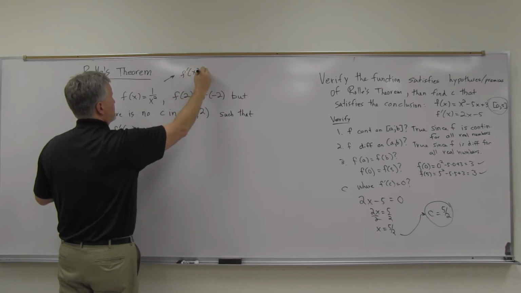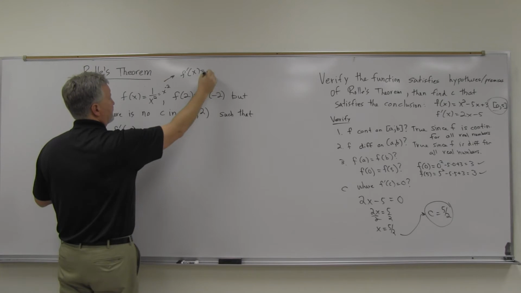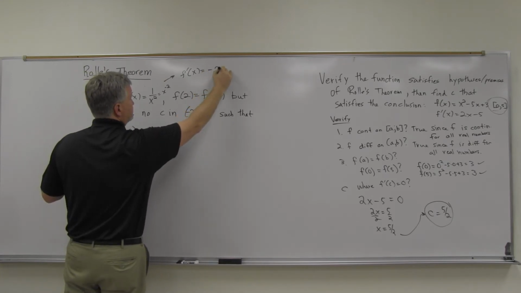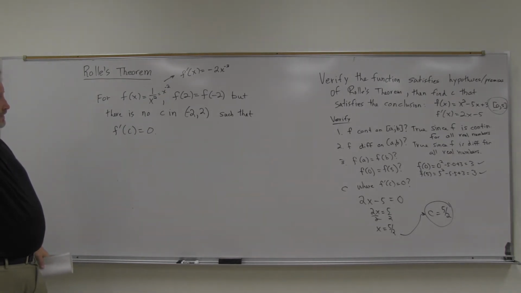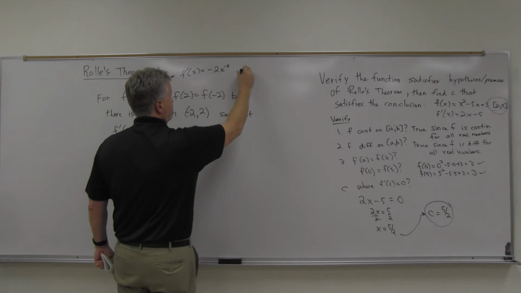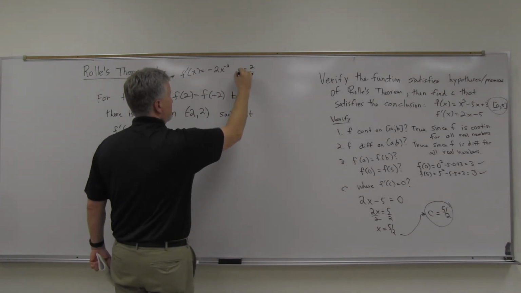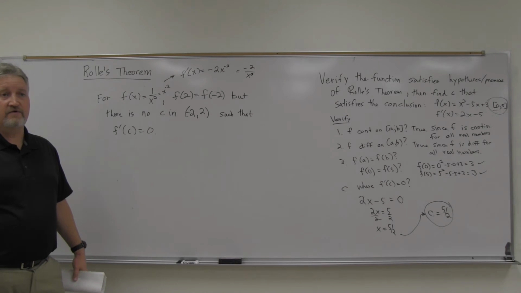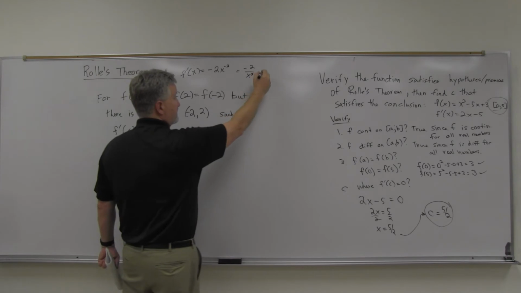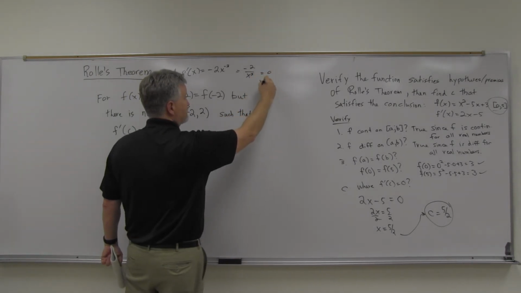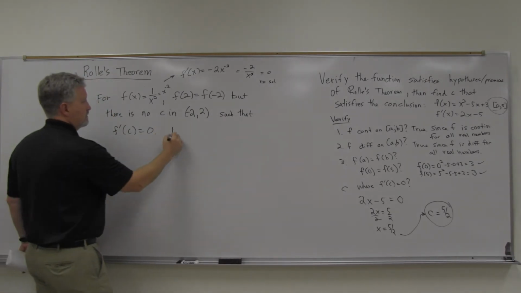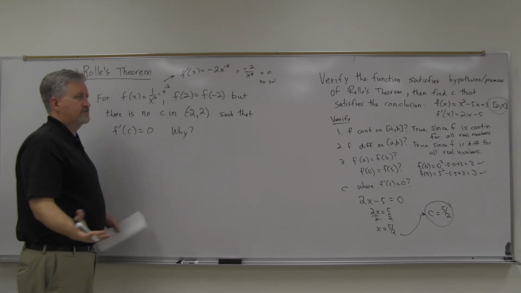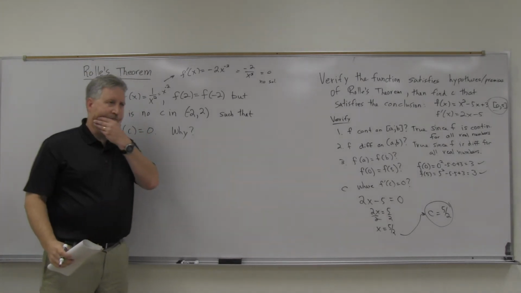Let's see, f prime of x would be, if I change that to x to the negative 2, an easier derivative, negative 2x to the negative 3, or negative 2 over x cubed. And if I try to set that equal to 0, there's no solution to that. So there is no c. So why not? I thought this was a theorem. It works every time. That's the way theorems work.